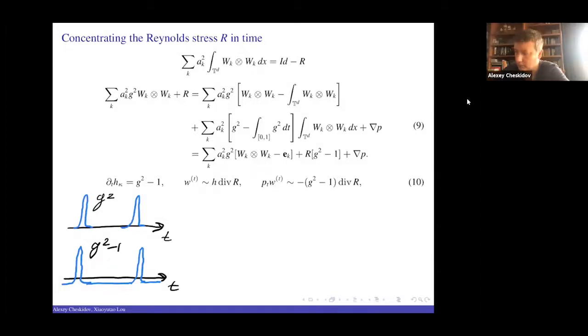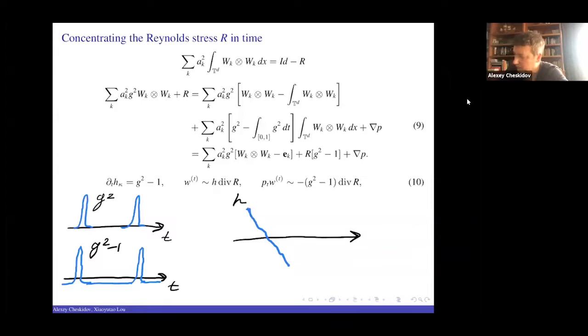Let me just draw the last picture, and then I'm going to stop. So h. One way to think about the temporal intermittency in this convex integration scheme is the following. Let me try to draw the graph of h. In some sense, h represents the intensity of the temporal corrector, w_t. So when g is zero, the derivative of h is just minus one. So what we are doing here is accelerating very, very fast, and the whole Reynolds stress is killed by the temporal corrector.